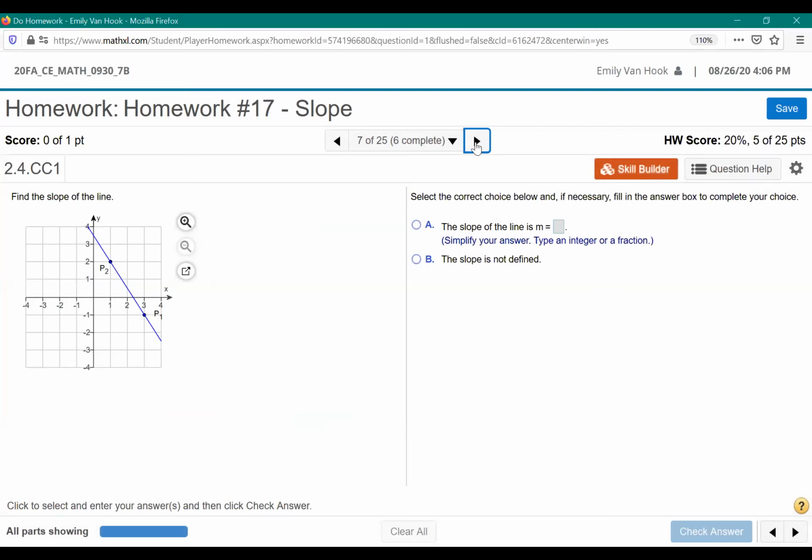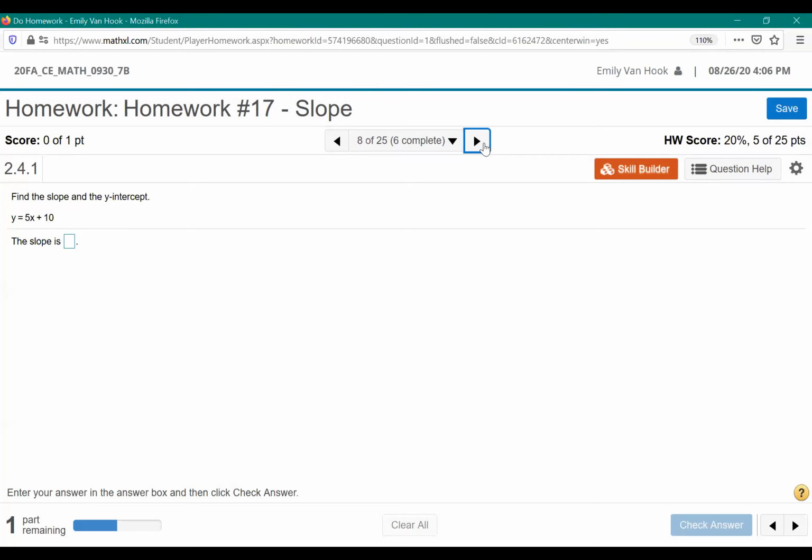Okay. Now we're going to get to more finding slopes of lines from graphs. So number 7, here's another one, counting rise over run. We kind of just did that, so I'm going to skip ahead. Number 8 is a different one.